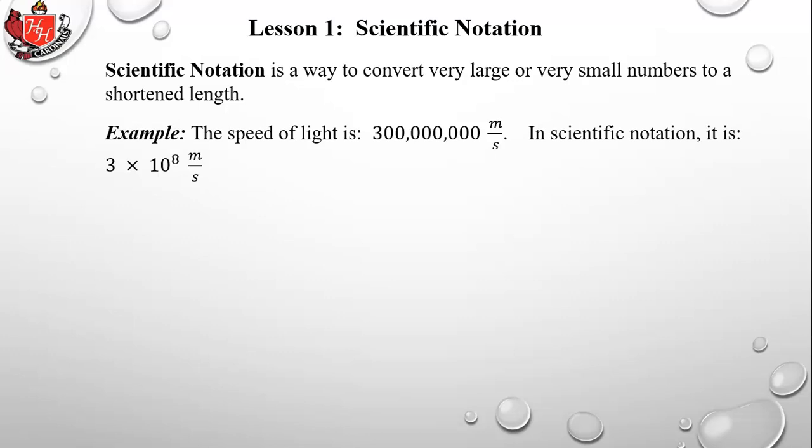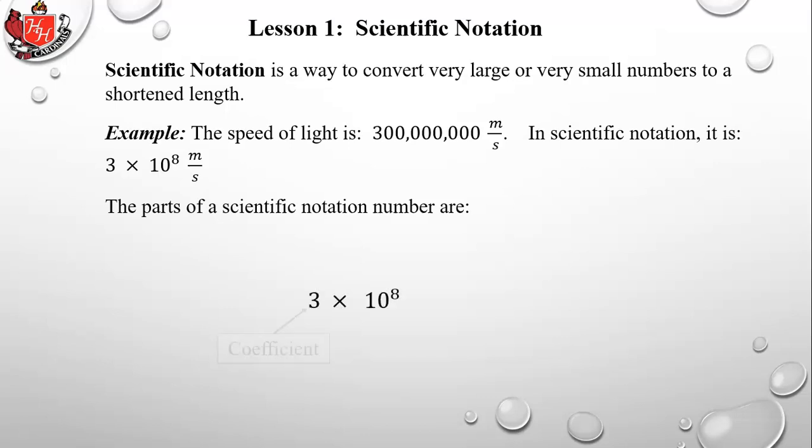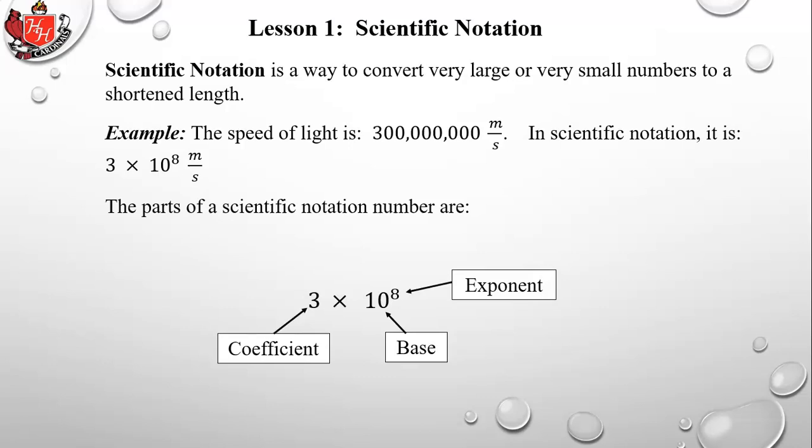So for example, the speed of light is 300 million meters per second. In scientific notation, it is 3 times 10 to the 8th meters per second. You can see it's a bit shorter to write 3 times 10 to the 8th meters per second than it is to write a 3 with all those zeros behind it. The parts of a scientific notation number are the coefficient, the base, and we always use base 10 in scientific notation, and the exponent.